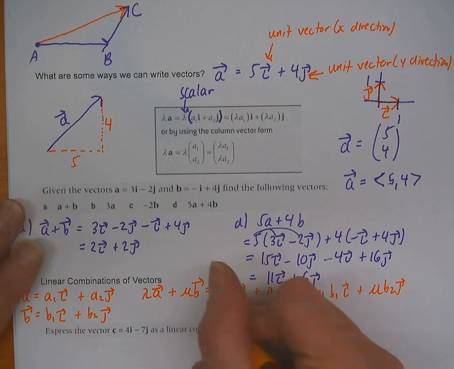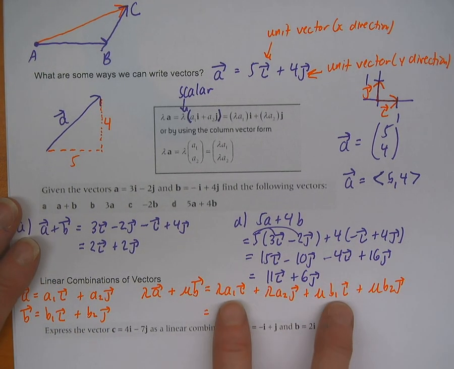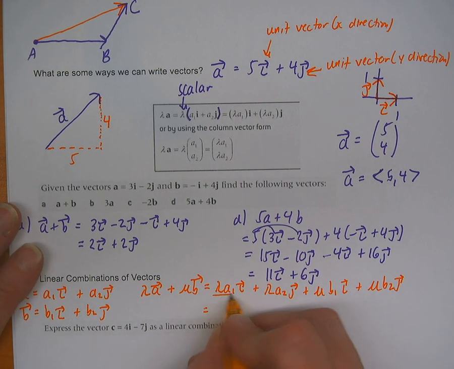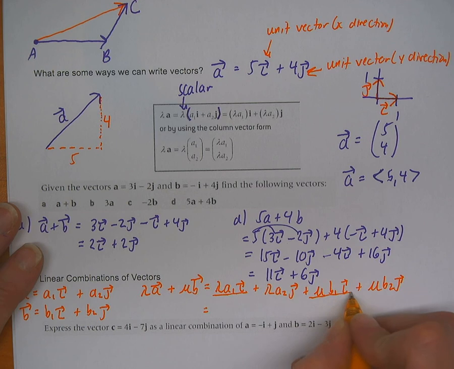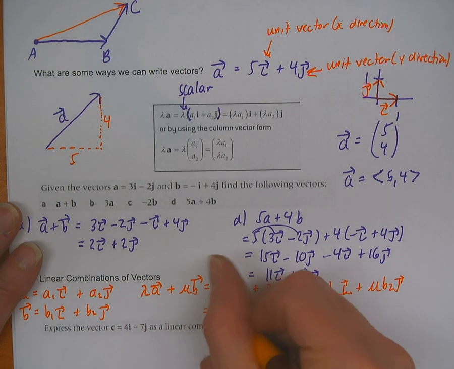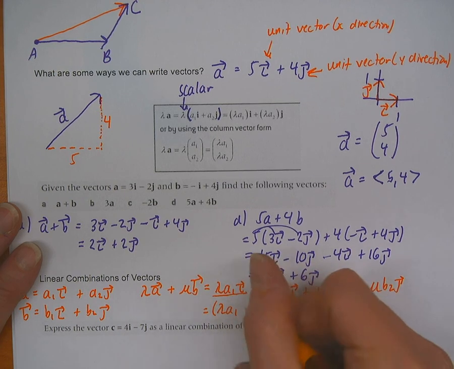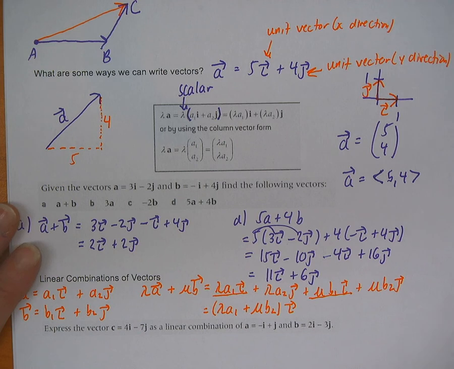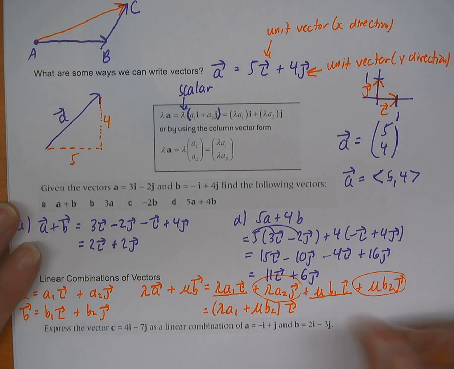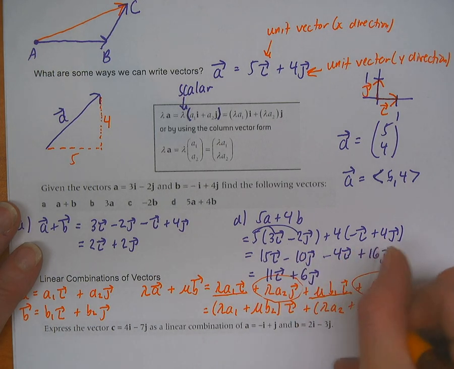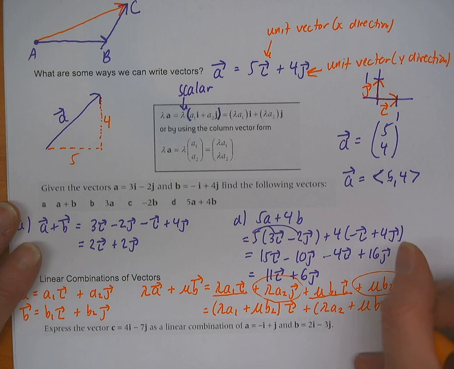And then what will happen is that we want to group them by like terms. We think of the i's as being like terms and the j's as being like terms. So these two would be like terms. And if I wanted to factor out the i, I would get lambda a1 plus mu b1, and then the i. If I wanted to group together the two j components, I would get lambda a2 plus mu b2.